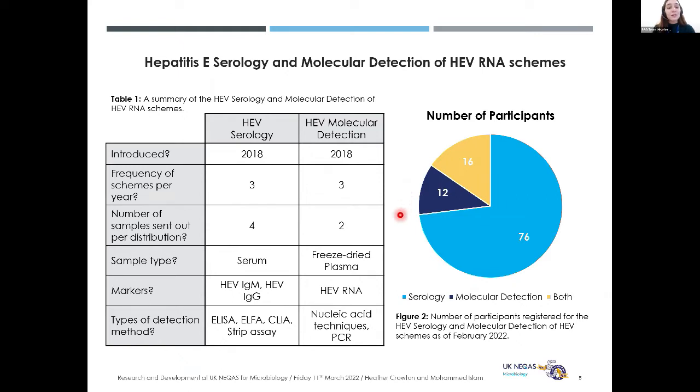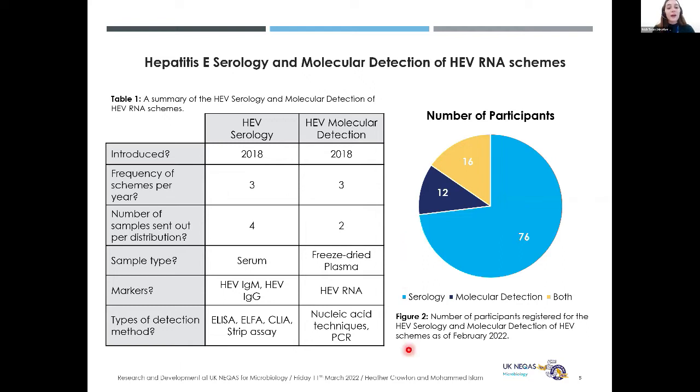However, there are some differences, being that in the serology scheme, there are 4 samples that are sent out per distribution. And these are serum samples that are used to detect IgM and IgG antibodies using a variety of different immunosorbent assays and line assays, for example. Whereas in the molecular detection scheme, there are 2 samples sent out per distribution, and these are freeze-dried plasma samples, which are used to detect RNA using a variety of different nucleic acid techniques, including PCR.